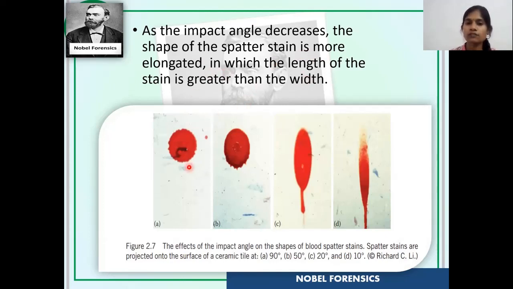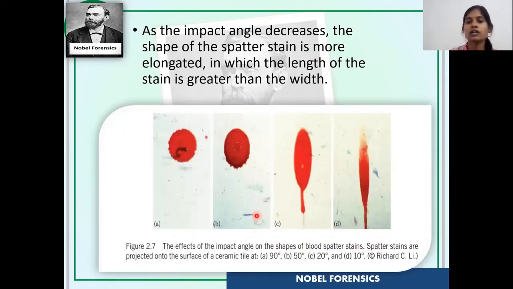You can see in the first image, this is circular, and circular means its length and width are equal. Then coming to the last one, it is at a 10-degree angle. So this is the length, and this is the width. Whenever the angle decreases from 90 degrees to 10 degrees, the length is increasing and the width is decreasing. This is how blood stains form because of different angles.